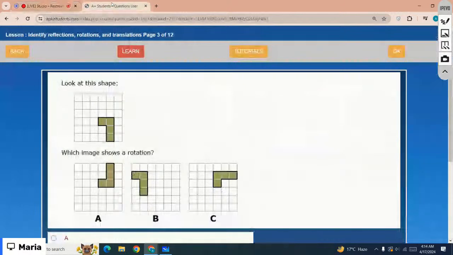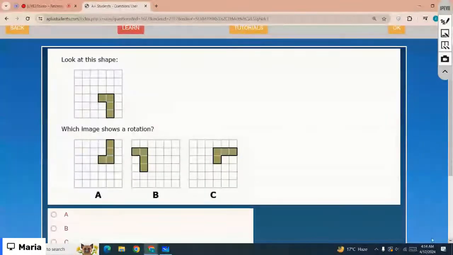Okay, look at this shape. Which image shows a rotation? Which is the correct option? A is the correct option. A is the rotation. The correct option is A.